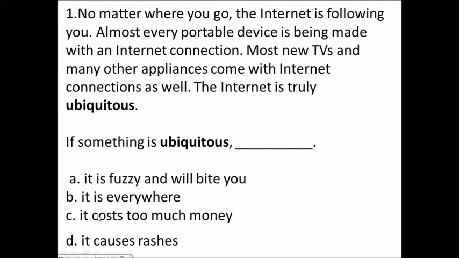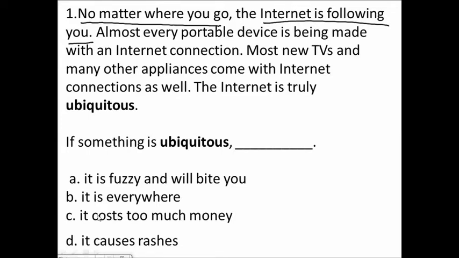So, I'm going back into my sentence and I'm looking at the clues. The first clue I underlined: no matter where you go, the internet is following you. So pretty much the internet is following me. That means the internet is everywhere I turn around. I can't escape it. Now I'm looking at another clue.